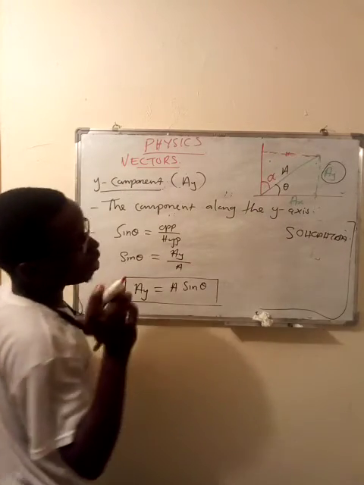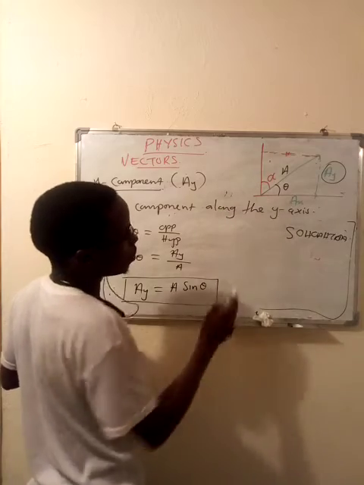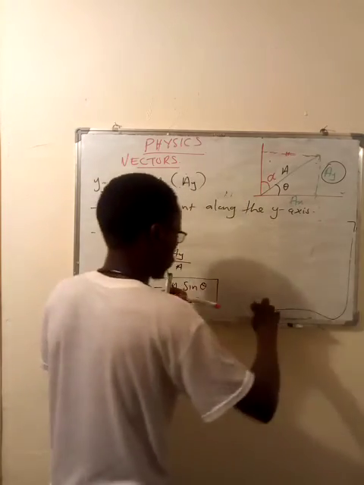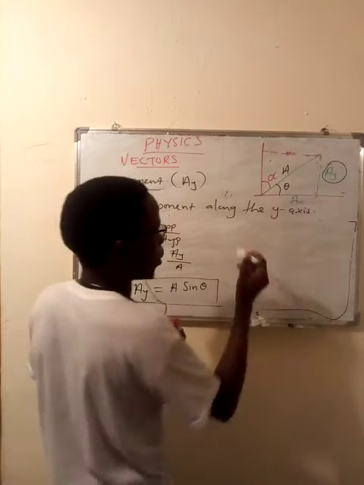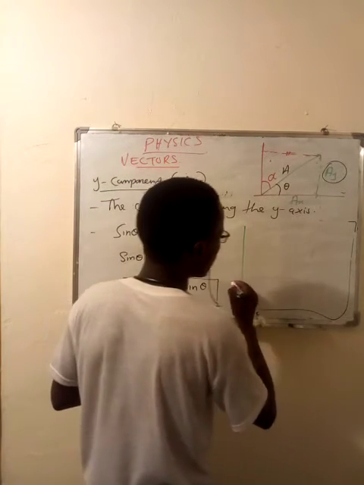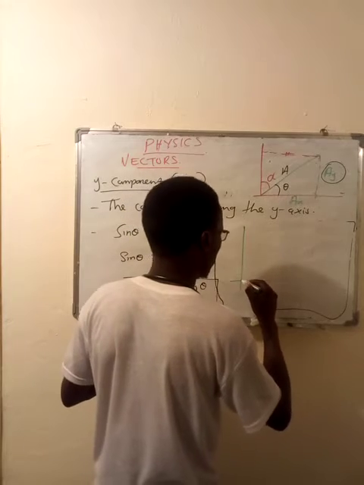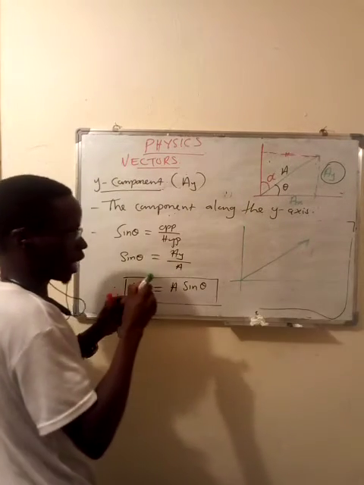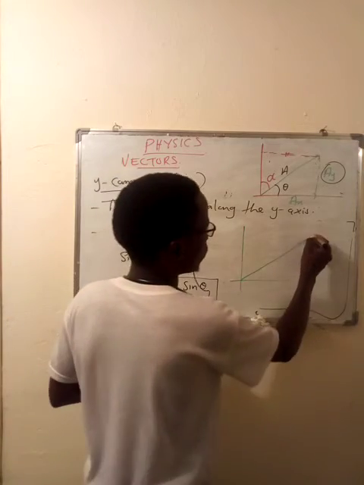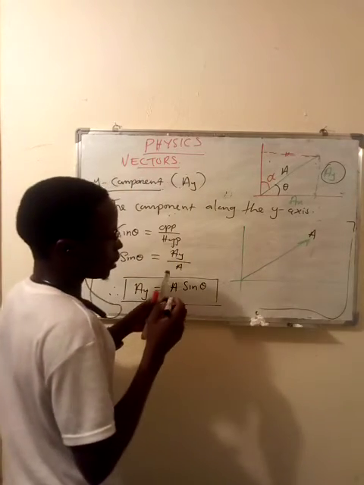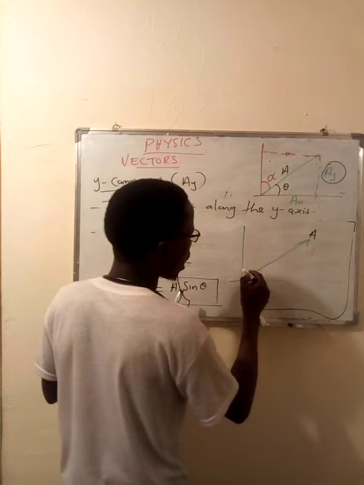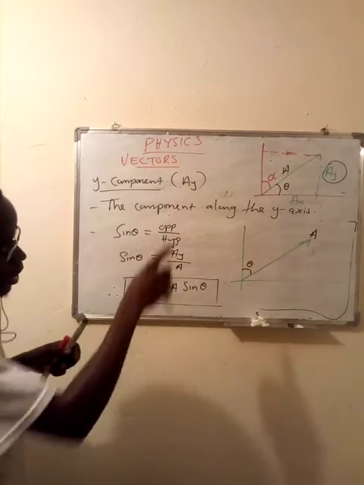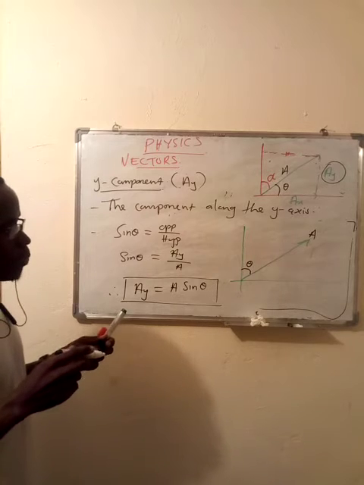But remember, since that is a rectangle, or maybe let me try to draw a different diagram so that you understand properly what I'm talking about. So if we draw a different diagram like that, and then we have our vector, which is vector A, like that, and then we have an angle theta there instead of at the bottom where we had it in the previous example. All right.